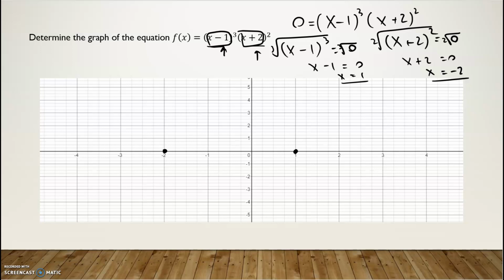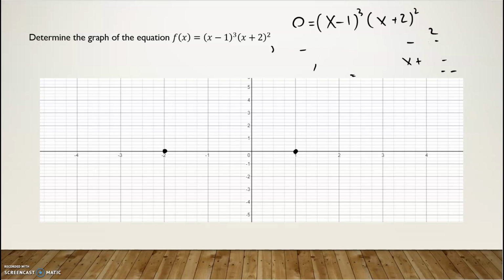Okay, so let's look at the multiplicity. For 1, it's raised to an odd power, so we know that it's going to cross the x-axis at that point. Here's our x-axis, and since it's raised to 3, it should look like a cubed function, something like that. And then at -2, it's raised to an even power, so it should touch the x-axis and then bounce off of it. It can go either this direction or the opposite direction.